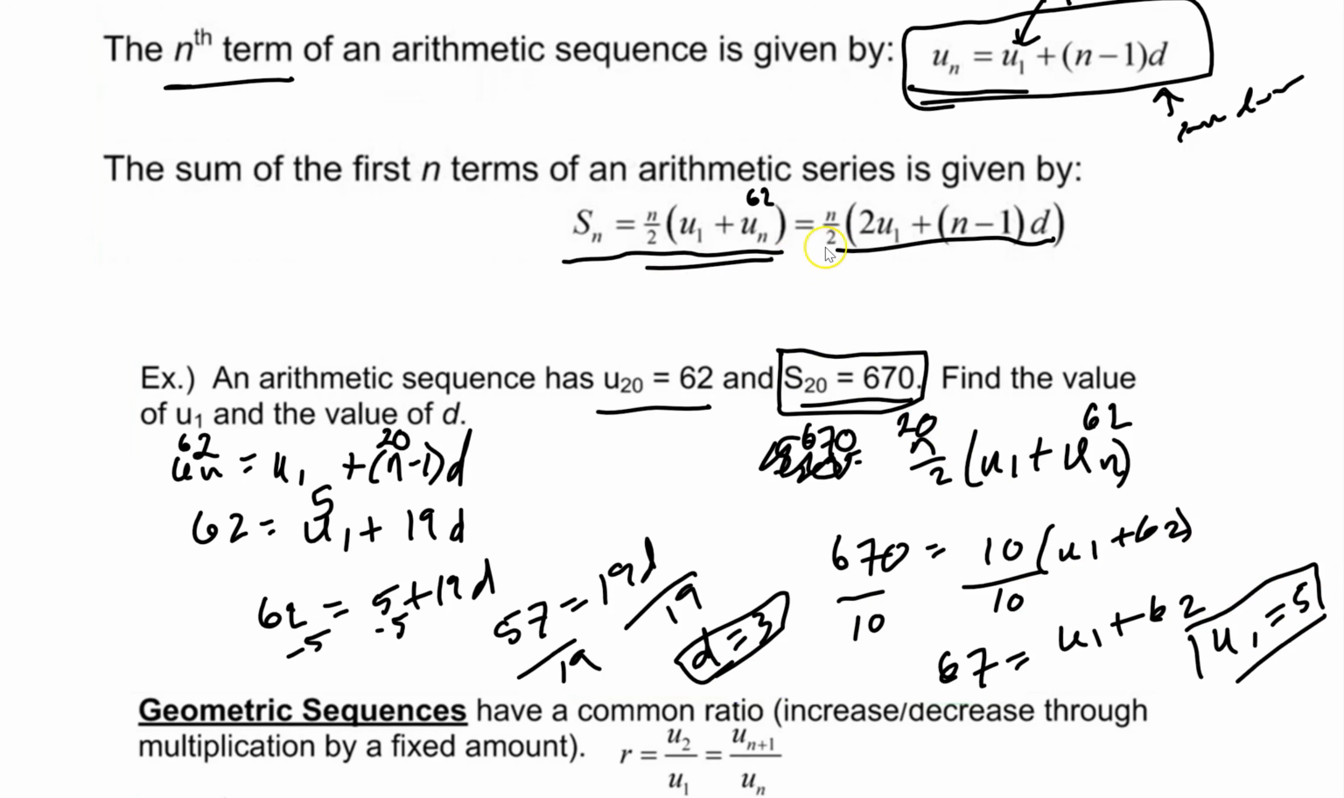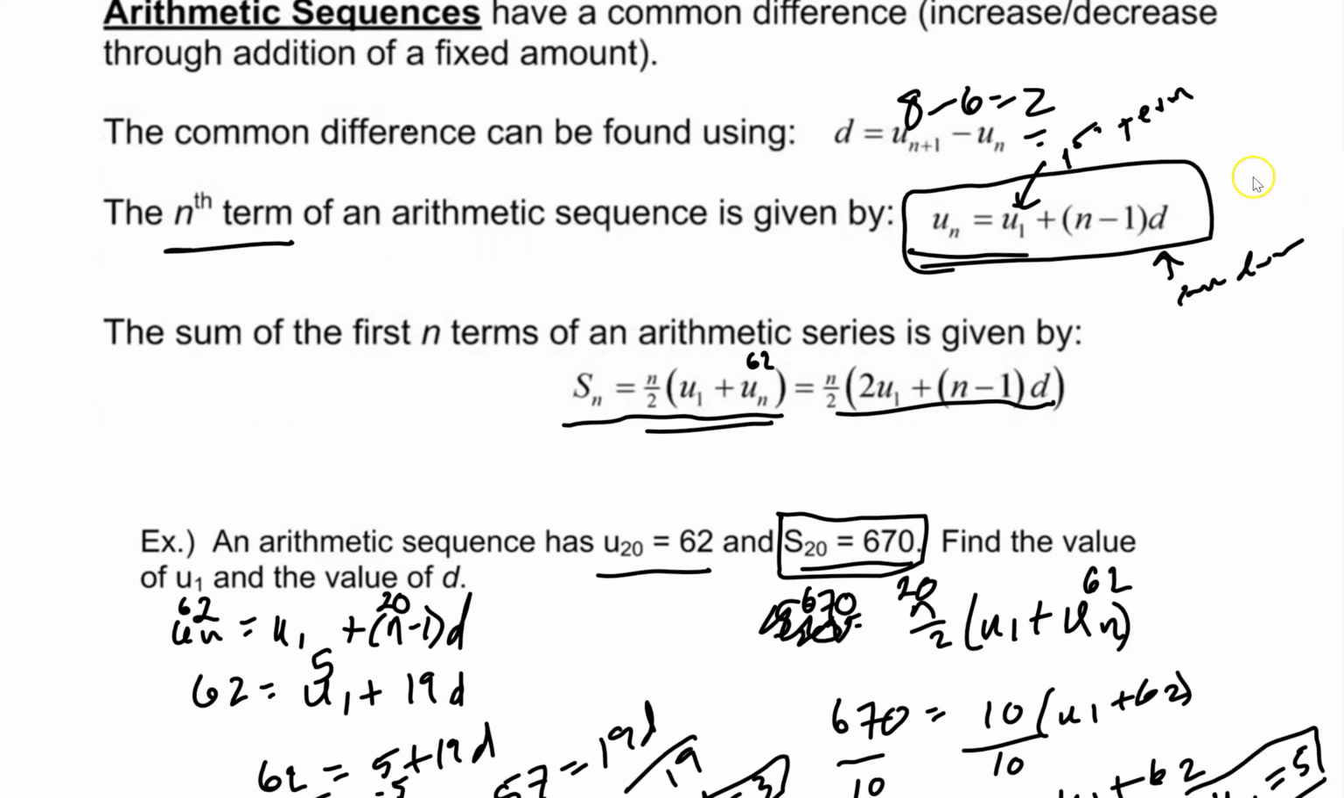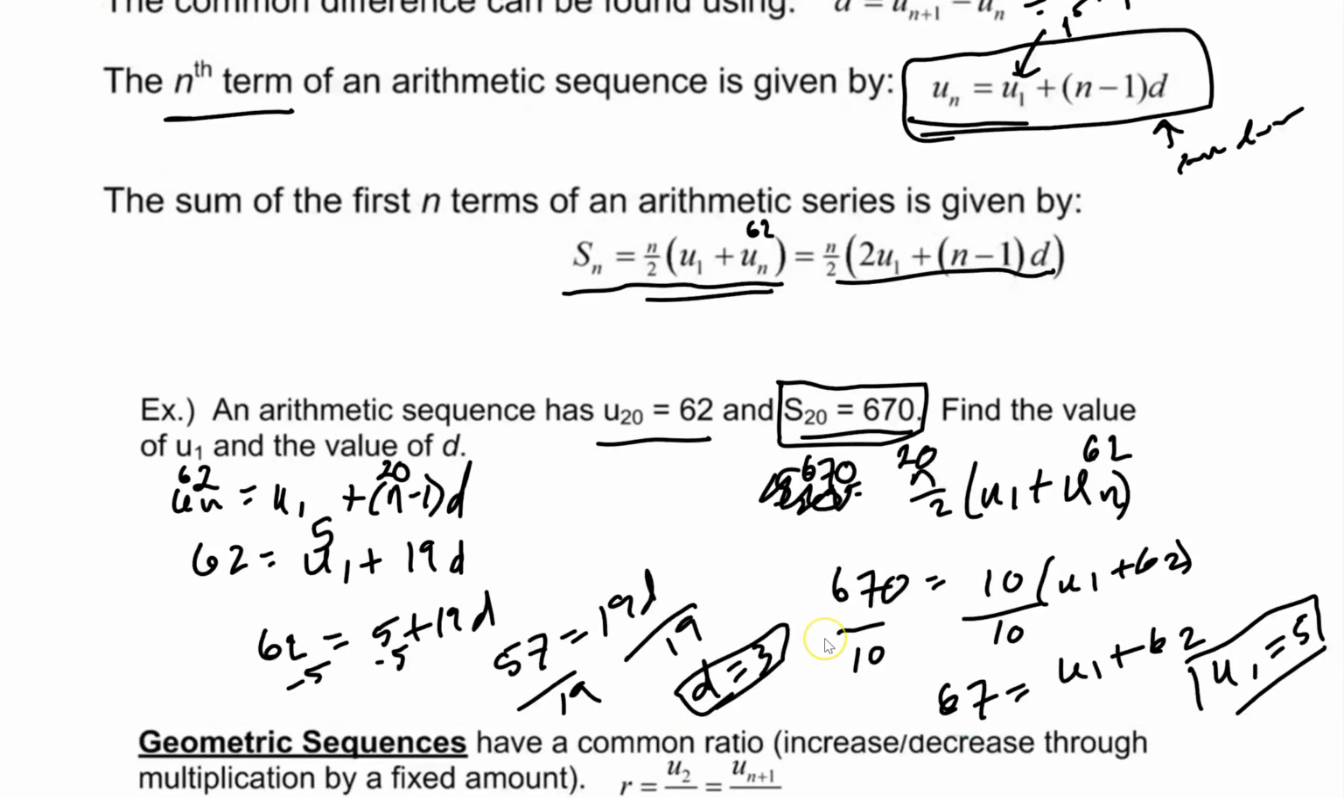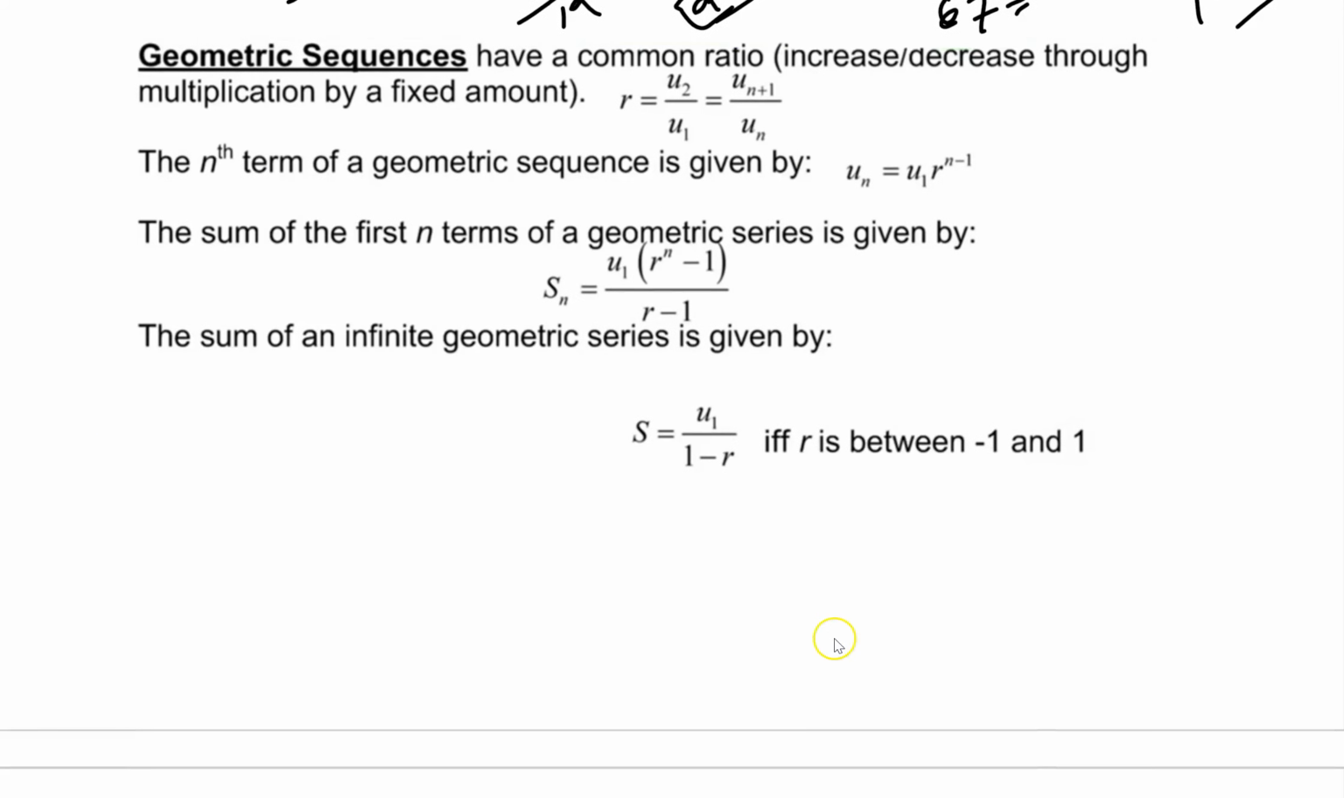So if I'm talking about adding and subtracting, look at your formula sheet. It's going to be one of these formulas. If you're talking about a certain term, use that one. If you're talking about a sum of terms, use that one. Sometimes you use both. Now let's talk about geometric sequences.